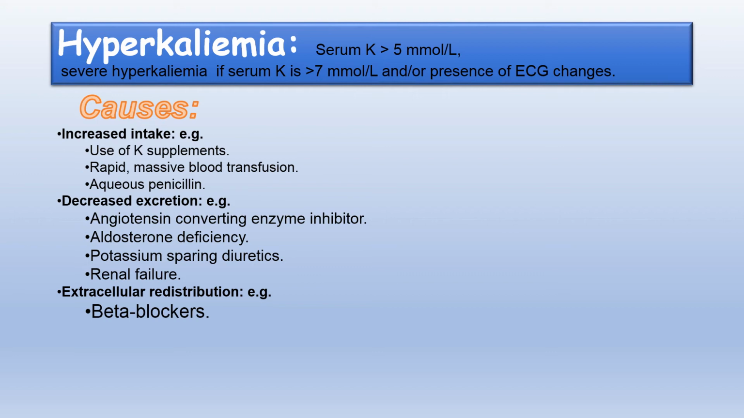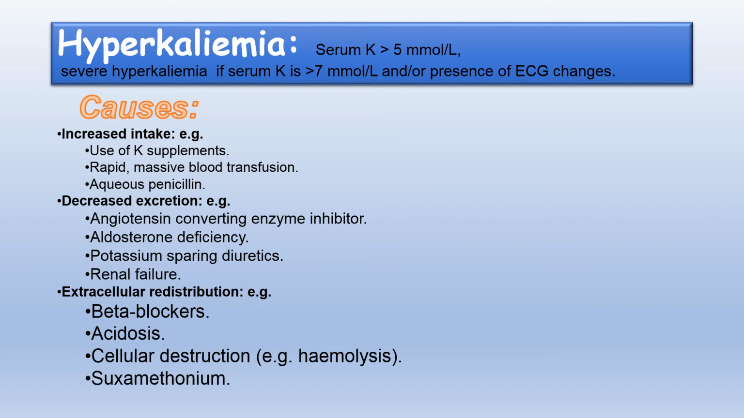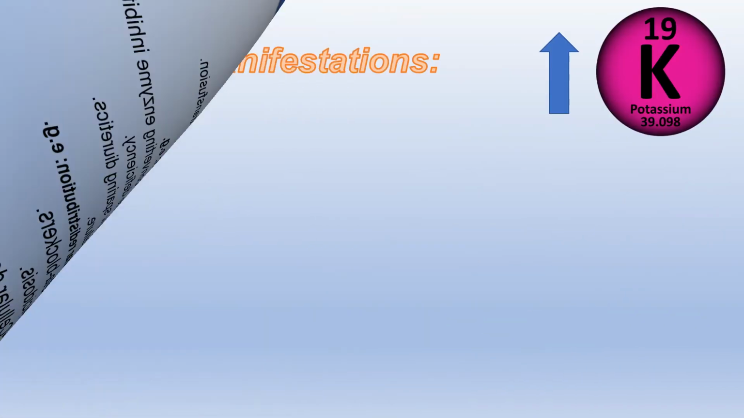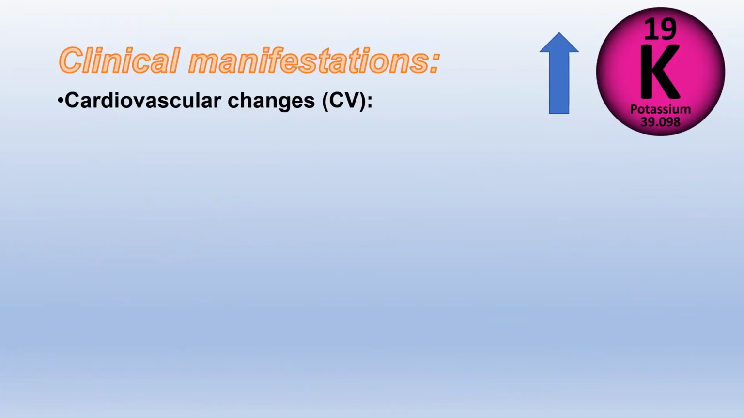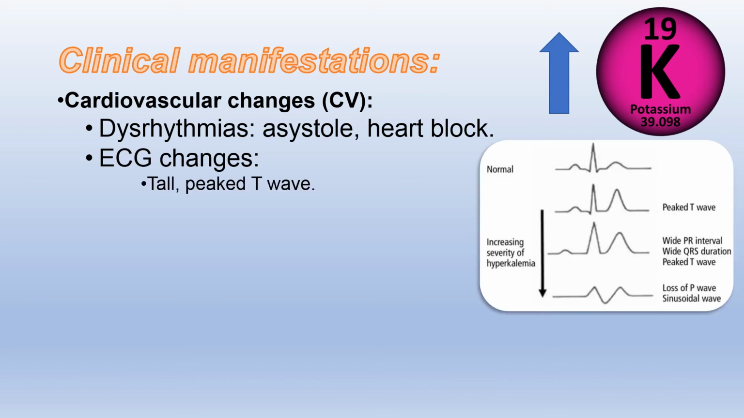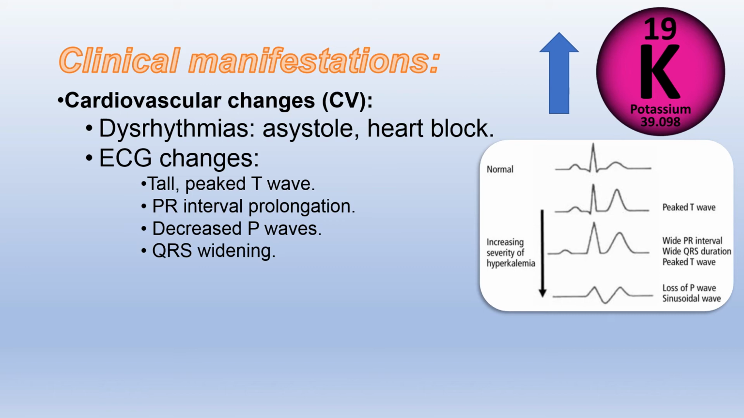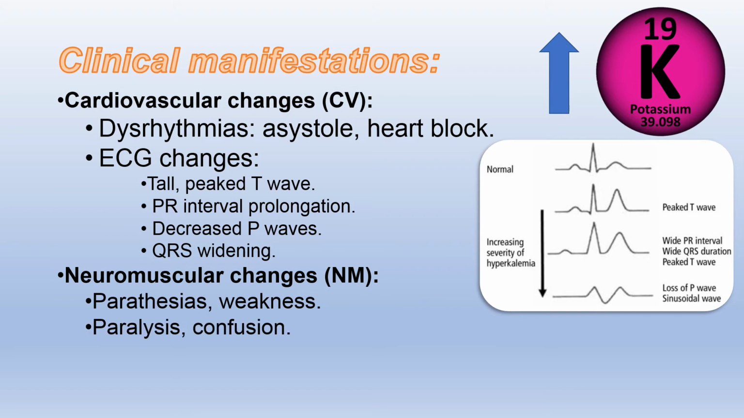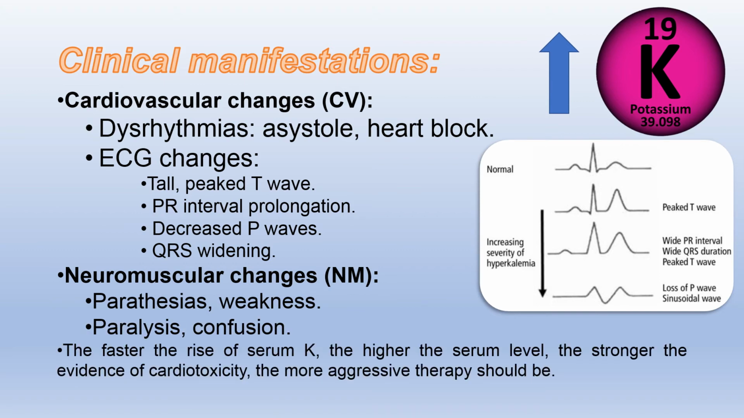Extracellular redistribution: beta blockers, acidosis, cellular destruction, for example hemolysis and succinylcholine. Clinical manifestations: cardiovascular changes, dysrhythmias, asystole, heart block, ECG changes like in this picture: tall peaked T wave, PR interval prolongation, decreased P wave, QRS widening. Neuromuscular changes: paresthesia and weakness, paralysis and confusion.